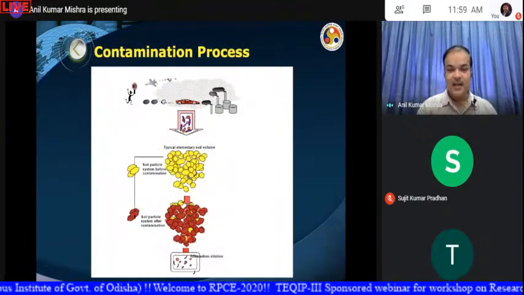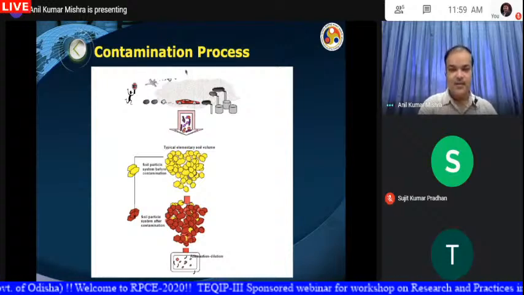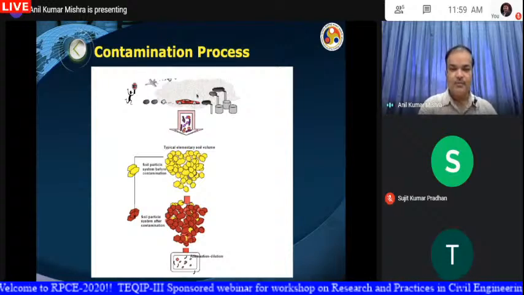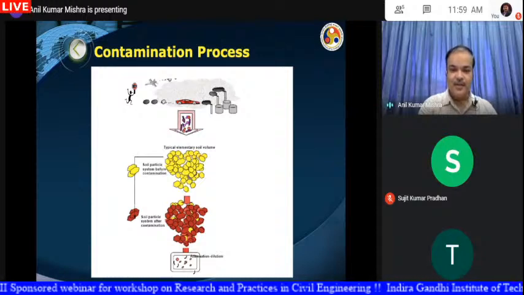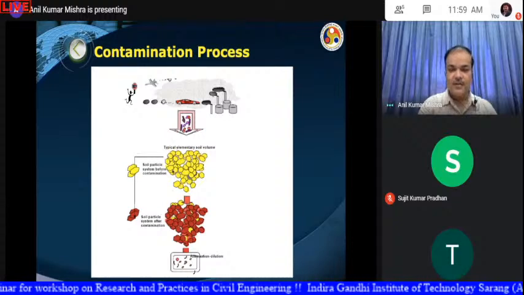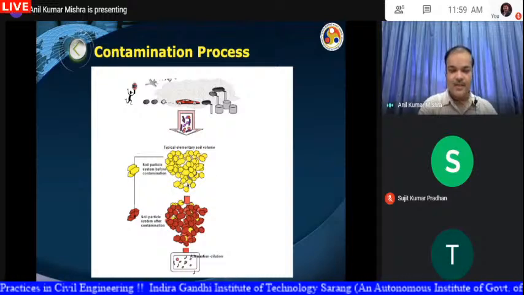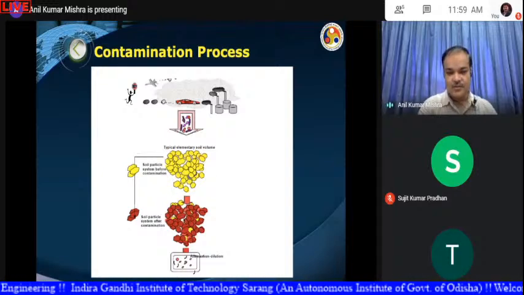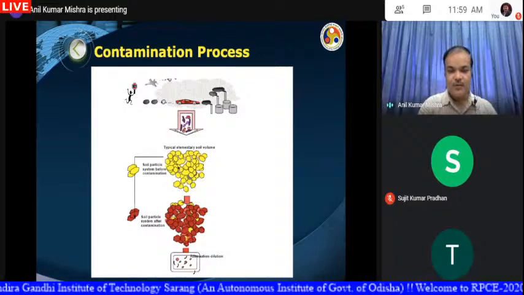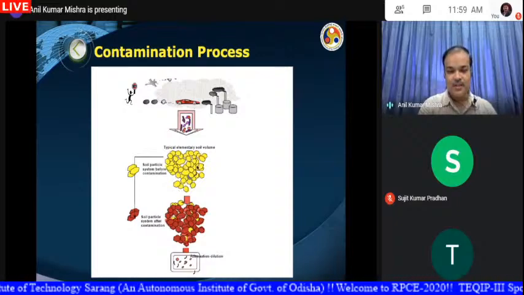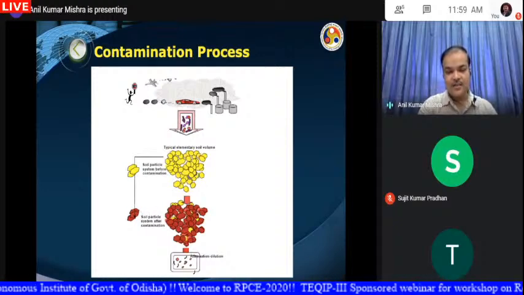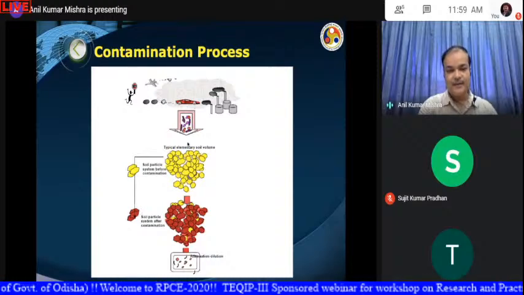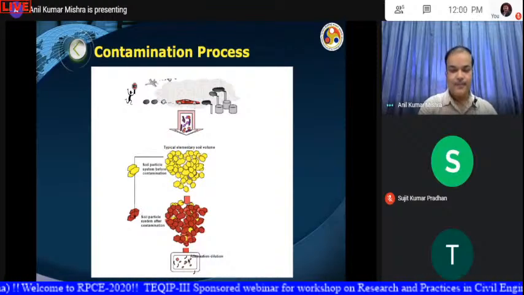So generally, how does this contamination take place? Suppose this is our source from where the contaminants are released into the atmosphere. These are the contaminants. The contaminants then move into our environment through soil. These are the soil, and some of the contaminants get absorbed by the soil. You can see the yellow ones are the soil particles before the contamination. The red soil particles are the ones which have been contaminated by contaminants.